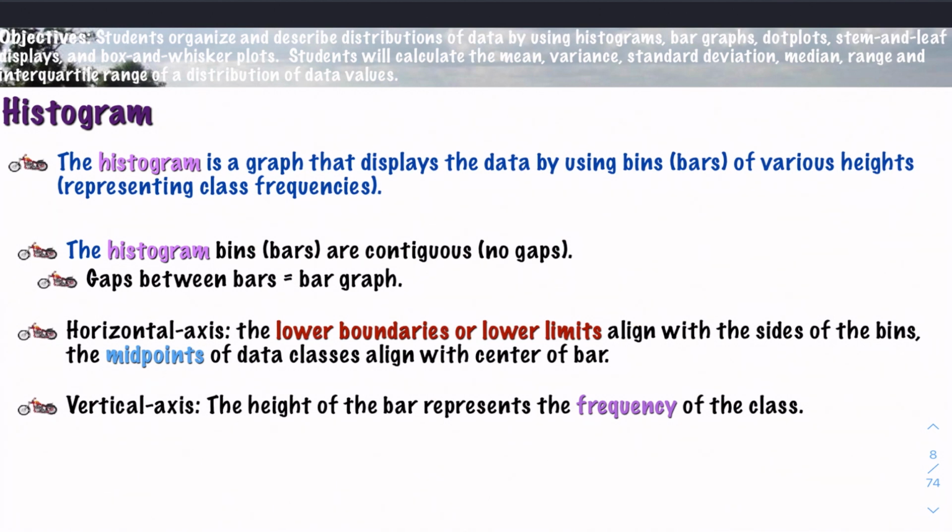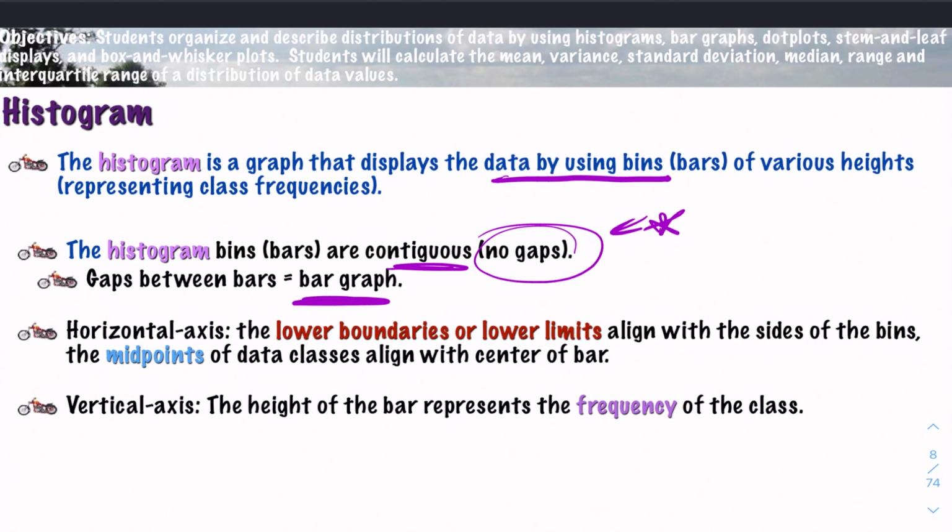The histogram is a graph that displays the data by using bins, or bars, of various heights representing class frequencies. The histogram bins are contiguous, so there's no gaps. And I want you to remember this. Gaps between bars equals bar graph. If you think gaps, and they're always there, that is a bar graph, not a histogram.